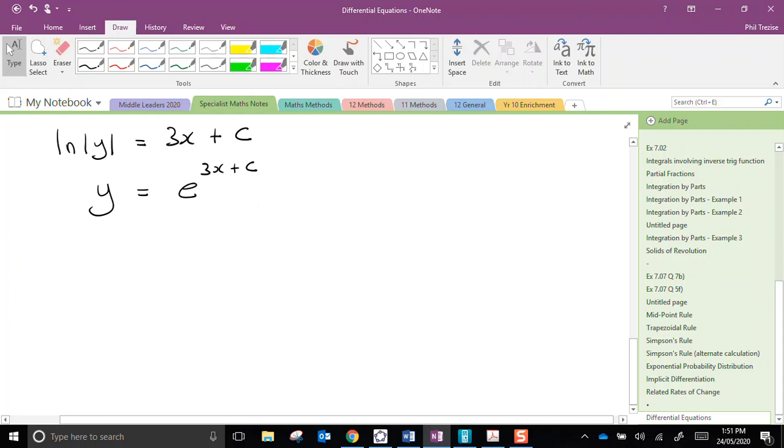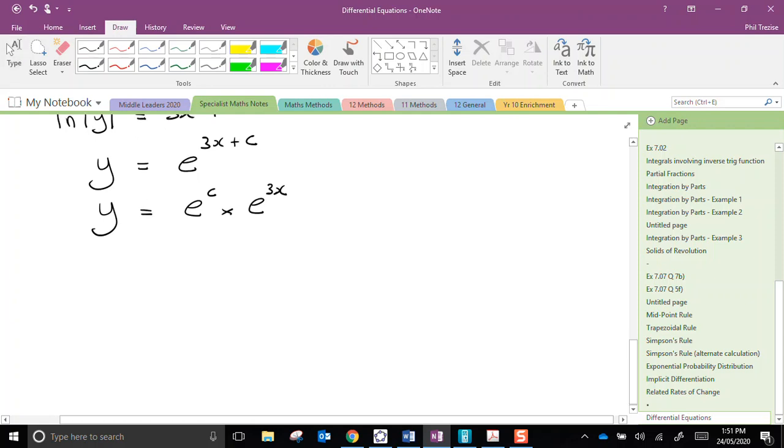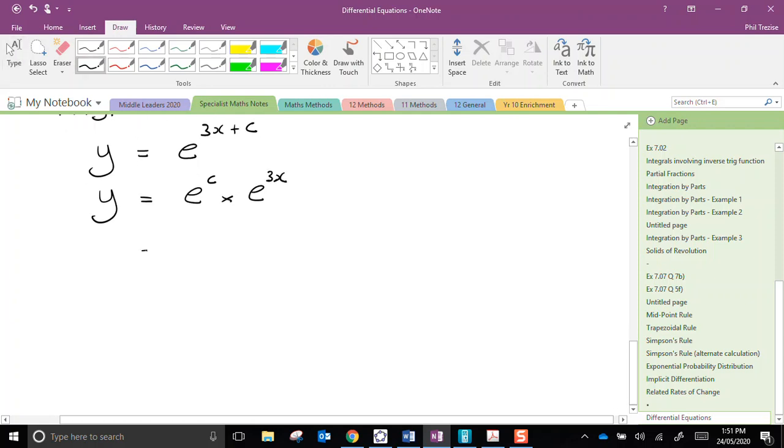Now when we do these and we end up with the constant as part of an exponent, it's more typical to write this as e to the power of c multiplied by e to the power of 3x using our exponent rules. And e to the power of c, well, that's really just some different constant, and typically it's called y naught.